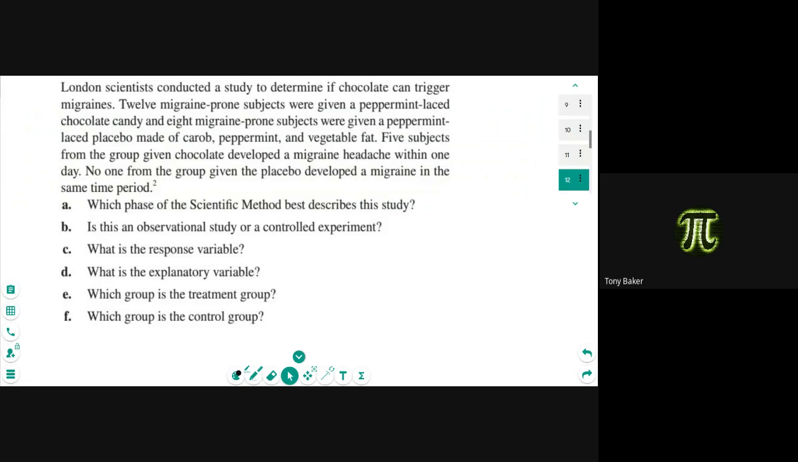Is this an observational study or a controlled experiment? This is controlled. They've got a control. They've got the placebo group there. They've got their subjects. What's the response variable?